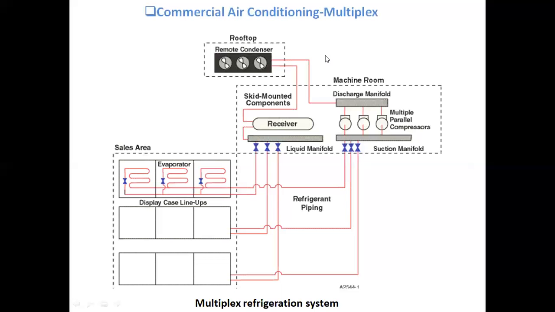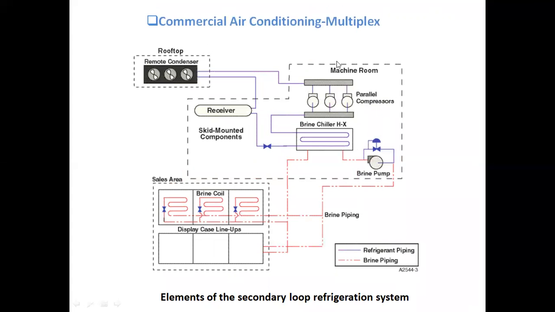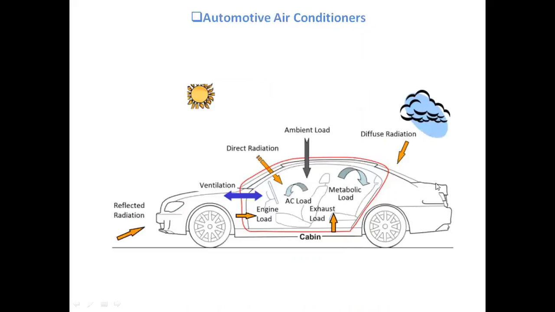The second is again commercial air conditioning, but with secondary loop refrigeration, where refrigerant is not supplied directly to the evaporator. Instead of that, brine is used. So in between you can see an additional heat exchanger is placed, where the refrigerant from this VCR cycle is used to cool the brine, and then this brine is used to cool the room, or it is supplied to the cooling coil of the air handling unit. So such a type of commercial air conditioning is shown here.